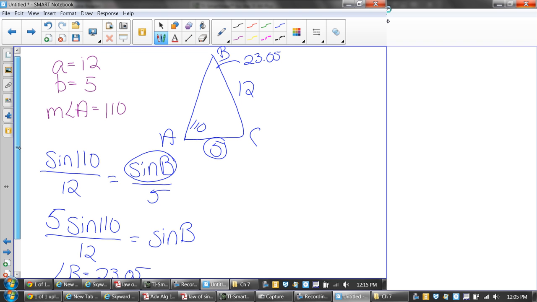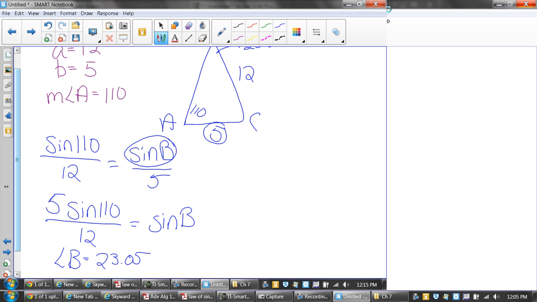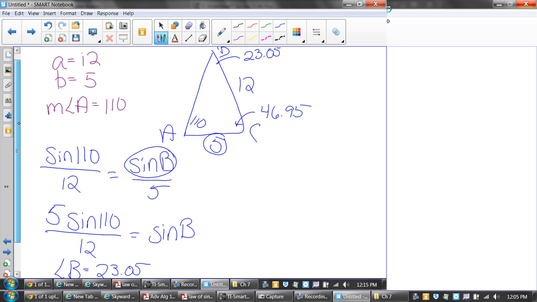How can we just solve for the third really quick? Subtract it from 180, right? So what are we going to get? A number, okay. What number though? 46.95? Yep. Okay. And then what are we missing now? The C. Yeah. Little c.